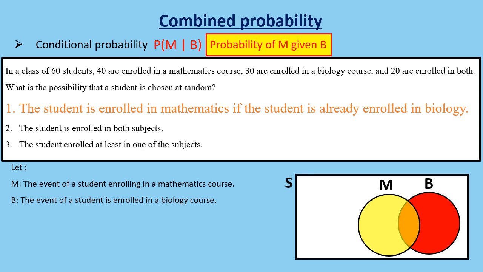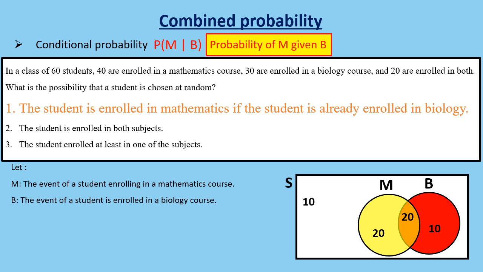Let us count the number of students in each Venn diagram section. We have 20 students enrolled in both subjects. 30 minus 20 is equal to 10 students who study only biology. 40 minus 20 is equal to 20 students who study only math. And 60 minus the total of 10 plus 20 plus 20 equals 10 students who do not study either subject.